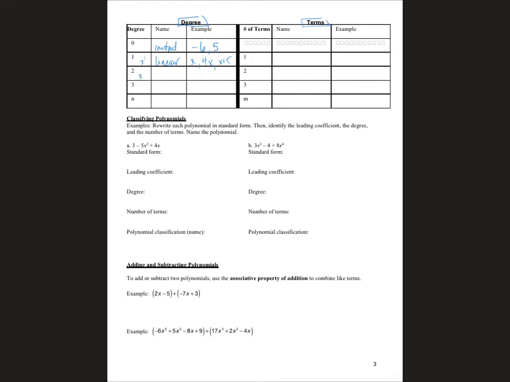What if the highest power of x is 2? We would call that quadratic. So maybe 2x squared plus 7, that would be quadratic. The highest degree of x is 2. What if the highest degree of x is 3? We would call that cubic. That would be an example of a cubic polynomial. And what if the highest degree is n? We would just say that it's nth degree. So whatever that n may be.